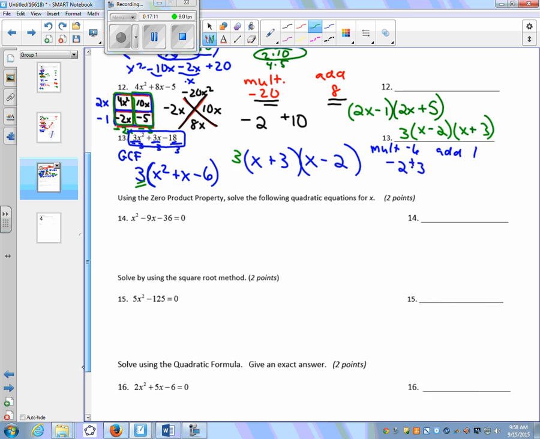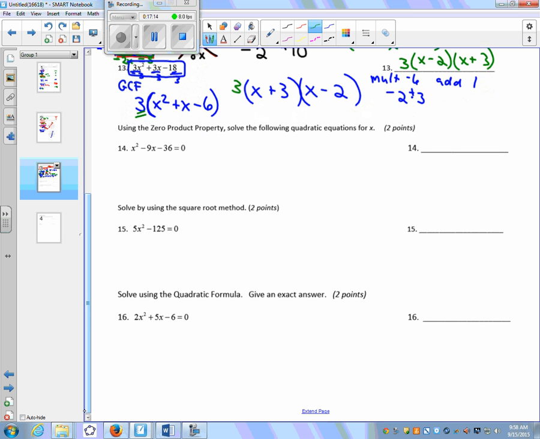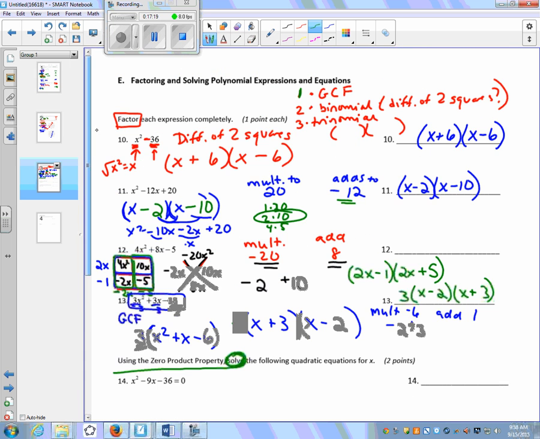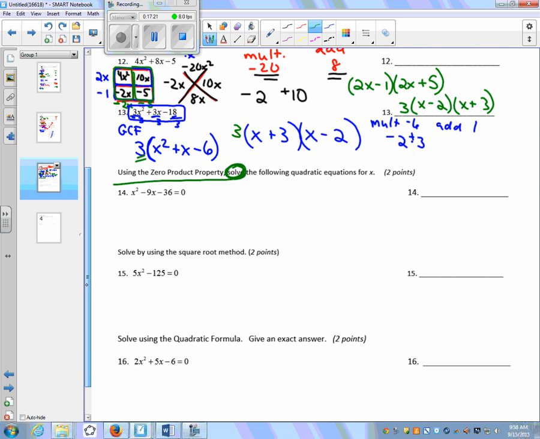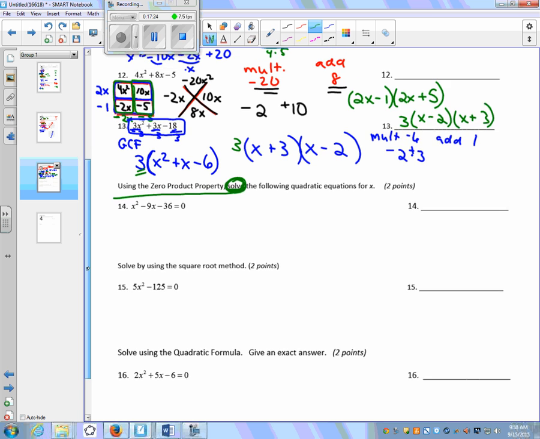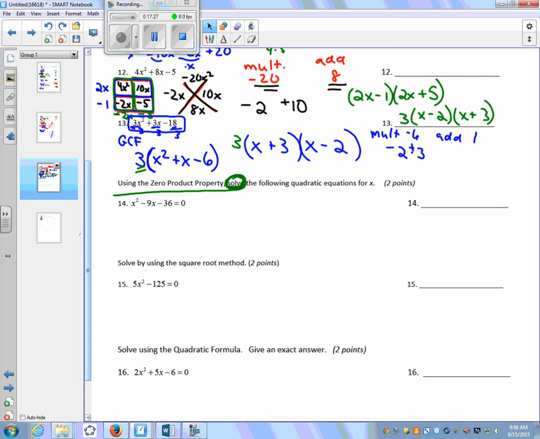All right, now the rules change a little bit here when they ask you to use the zero product property to solve. The difference here, up here they were asking us just to factor, and down here they were asking us to solve. Same process. Look for a GCF, look for a binomial, look for a trinomial. In this case, there's no GCF. It's a trinomial with a leading coefficient of 1, so I'm just thinking what multiplies to be negative 36 and adds to be a negative 9.